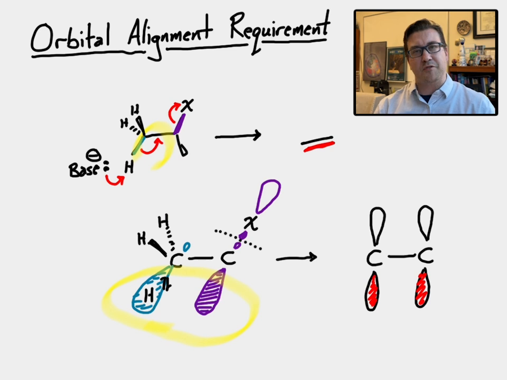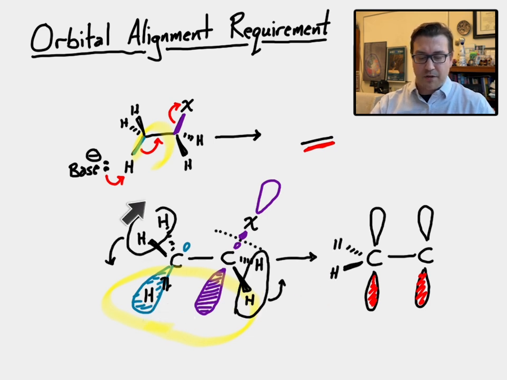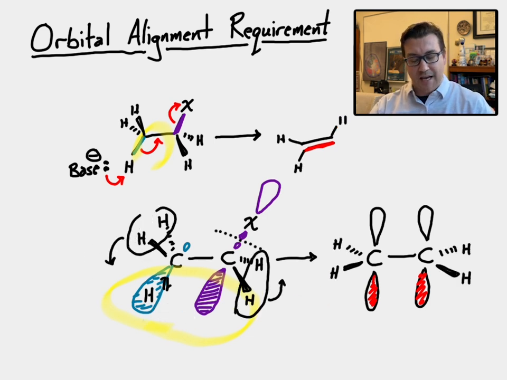If you were to keep track of the other hydrogen atoms on this molecule, you can see that these two are up and these two are down. As you move this molecule from the transition state toward the product, these two will go down at the same time as these two move up. In the final product, all these atoms are coplanar, so they're all on the same piece of paper.